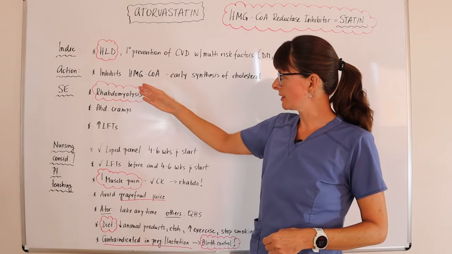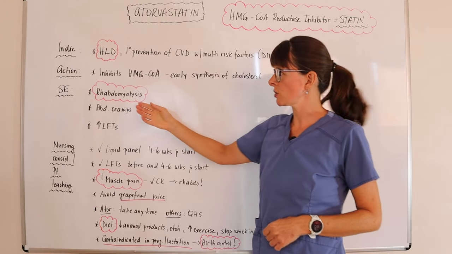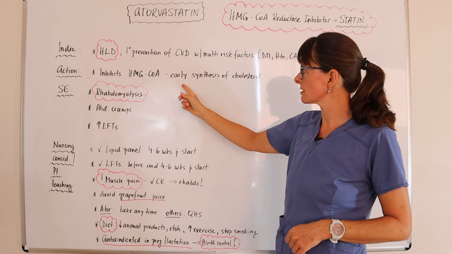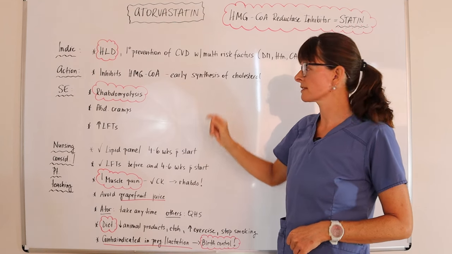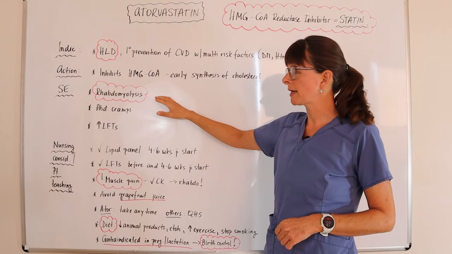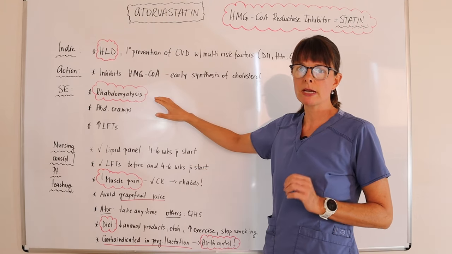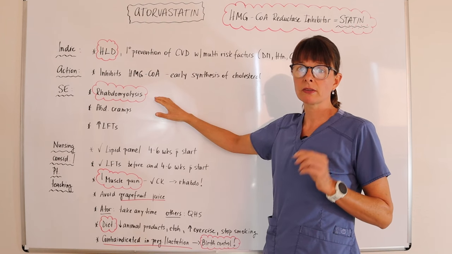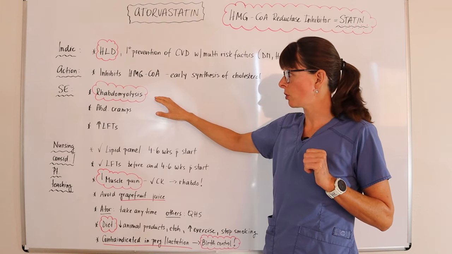So as for an action, as the name of the class of the medication tells us, it inhibits the HMG-CoA reductase, which is involved in the early synthesis of cholesterol. So side effects are rhabdomyolysis, which is a major side effect that we have to be aware of, and that is one of the things that you really absolutely have to know about.